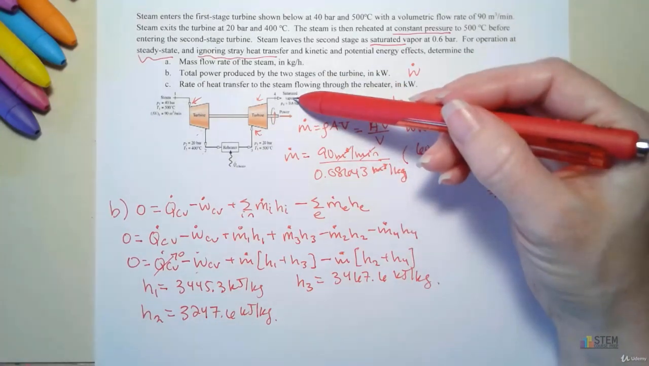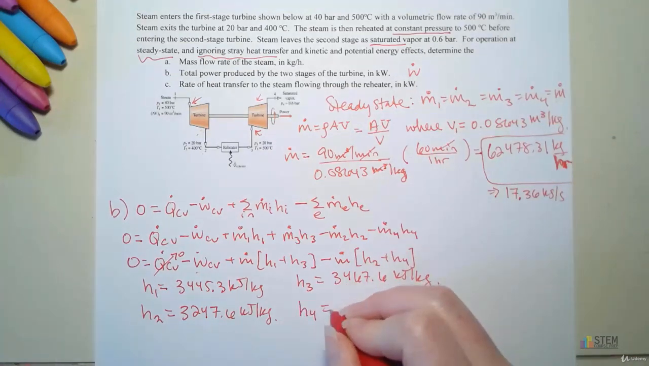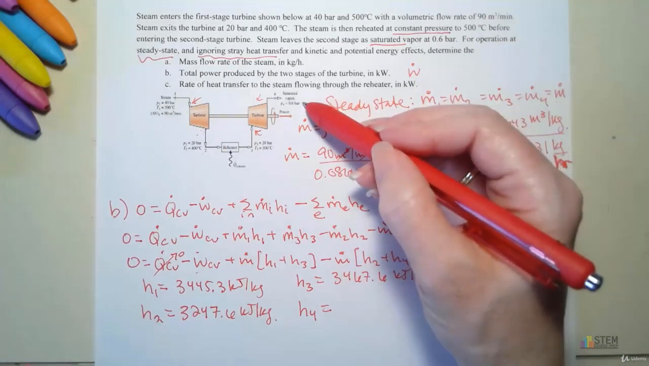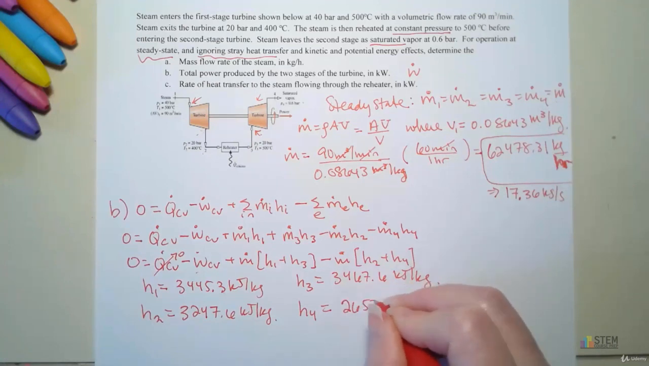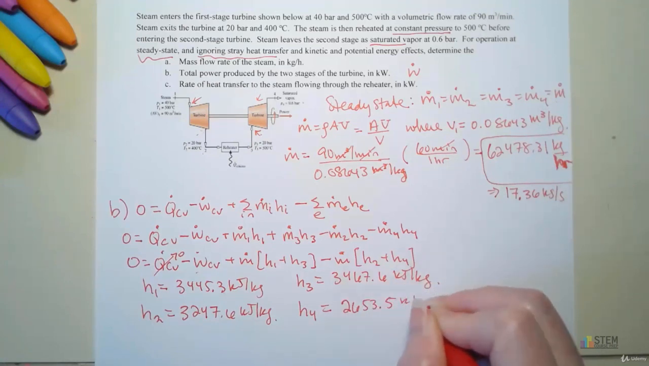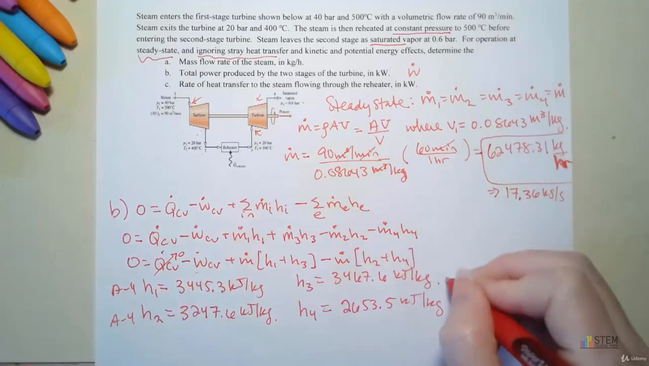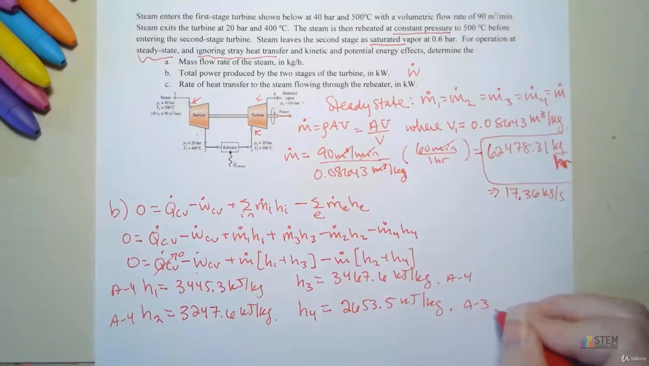Finally, we're up here at 4. That says saturated vapor, so you're going to switch to the saturated liquid table. And then you look up this pressure, and you'll be able to find your H value. So here you'll get 2653.5. That's kilojoules per kilogram. Right, so if you're using the tables I'm using from that Moran book, these first three are A4, this one goes to A3.